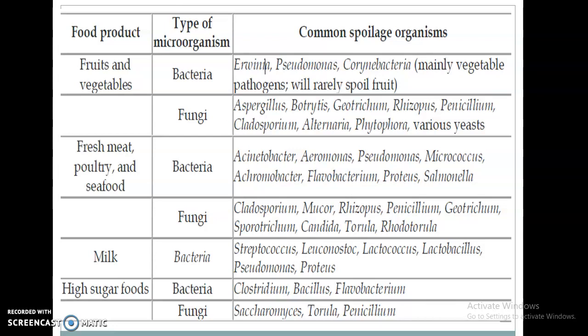Okay, and the last type of food product is the high sugar food. It is spoiled by bacteria which include Clostridium, Bacillus, Flavobacterium. And the second type of microorganism is the fungi, and the examples are Saccharomyces, Torula and Penicillium.